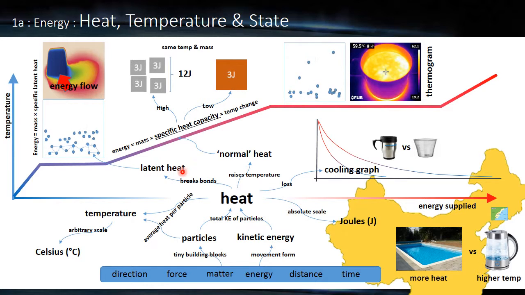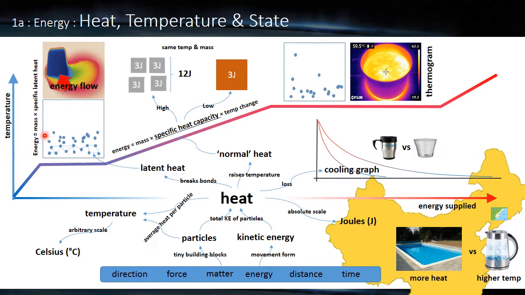So this number here in the middle has got to be specific to a particular material. We also have latent heat, which is the heat that breaks bonds. So here we can see temperature rising and then it pauses. Why does it pause? Because the bonds are being broken. So we can see here ice at the bottom. The energy is breaking those bonds and making water here.